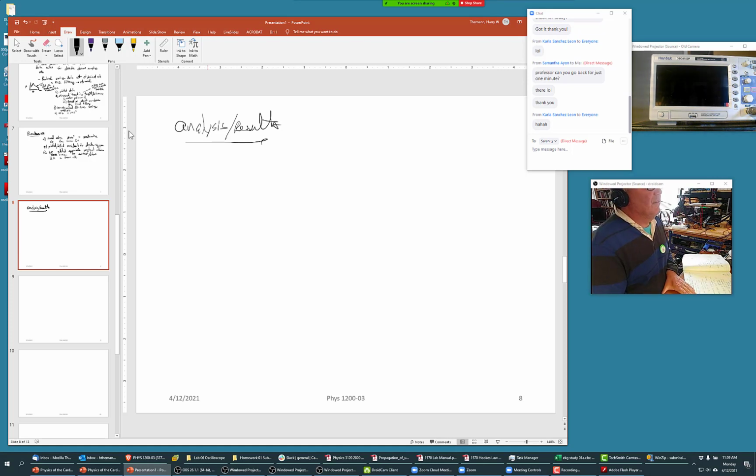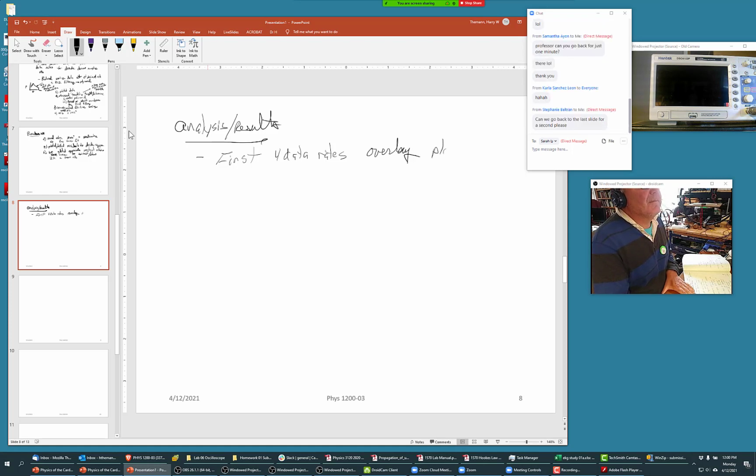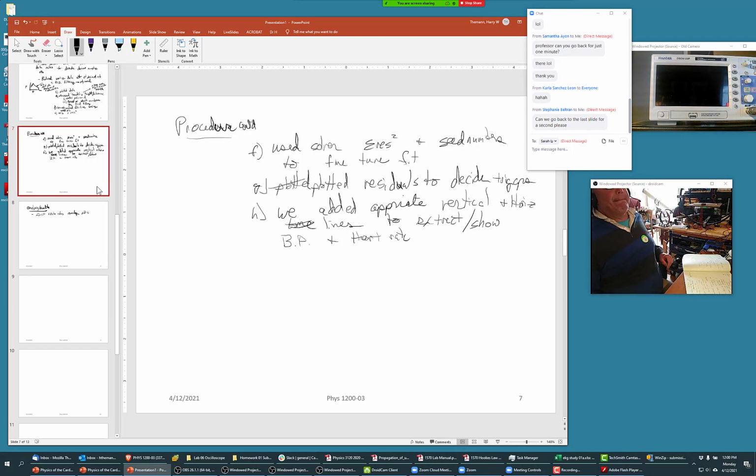Okay, so this we've been over, but I'm going to just make sure it's all here. So remember, we had to do I think it was 4 different data rates. First, the 4 data rates, and on an overlay plot, and you have to jazz it up so it's easy to see everything.